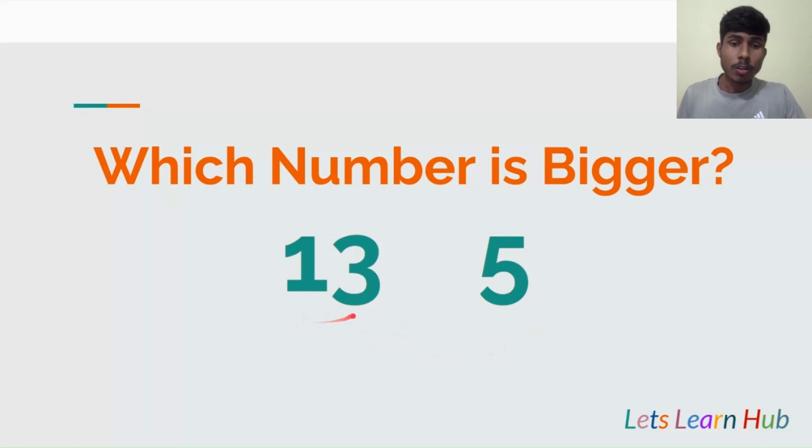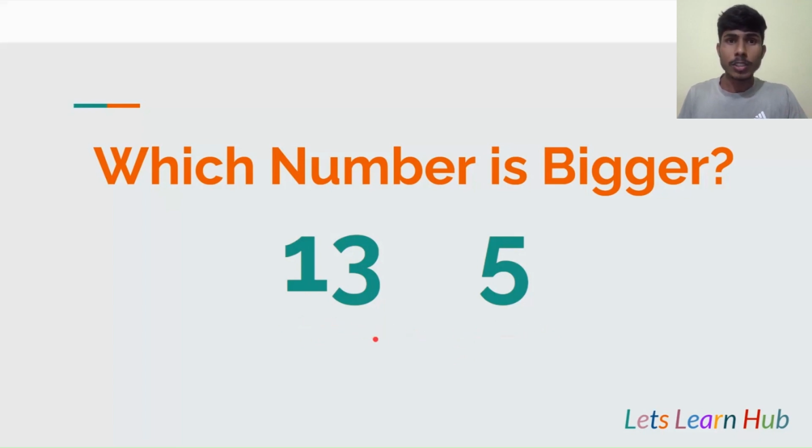See, here 13 has two digits, that is 1 and 3, and 5 has only one digit, that is 5. Since 13 has more digits than 5, that is, 2 is more than 1, we will say 13 is higher than 5, or 13 is the bigger number. Understood it, right? 13 has two digits, 5 has only one digit.